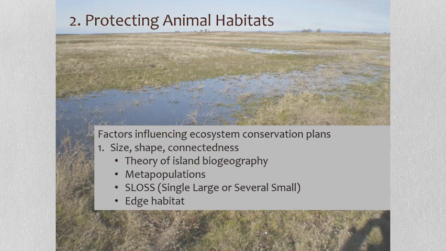So we find ways to create conservation lots or plans for conservation. And a lot of these lands depend on having the right size, shape, and connectedness in order to make them habitable for animals. So we're talking about the theory of island biogeography, metapopulations, single large habitats or several small habitats, and also what happens with edge habitats.